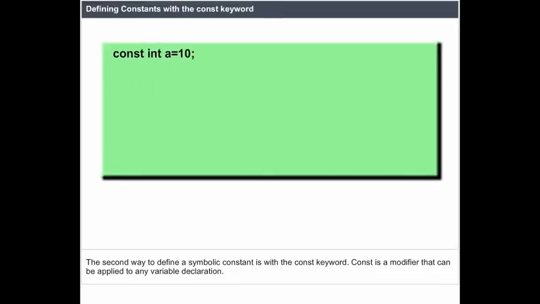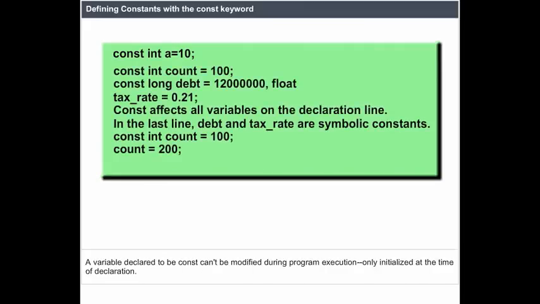Defining constants with the const keyword. The second way to define a symbolic constant is with the const keyword. Const is a modifier that can be applied to any variable declaration. A variable declared to be constant can't be modified during program execution, only initialized at the time of declaration.